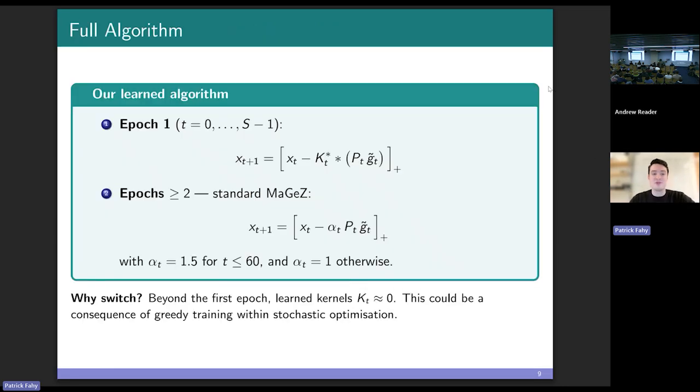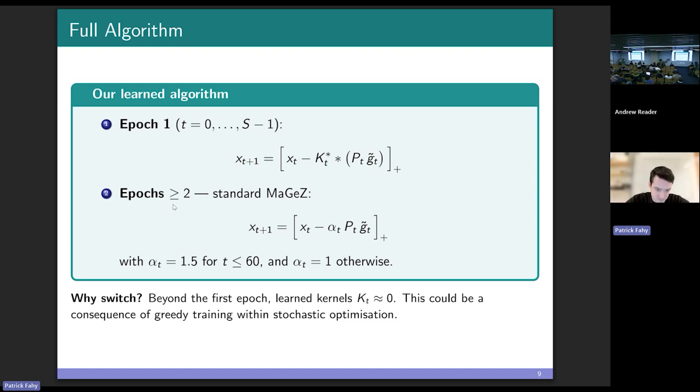Okay, so what does the algorithm actually learn? There's a caveat here. We switch after the first epoch to a handcrafted algorithm. This was something which was quite unusual during training. Beyond the first epoch, I found eventually that learned kernels would tend to 0. I'm not exactly sure why this would be, but it could be a consequence of training something greedy when it's stochastic. Because it's stochastic, sometimes you would expect it to increase. And it's potentially the case that at that point, it doesn't find anything that it can decrease.